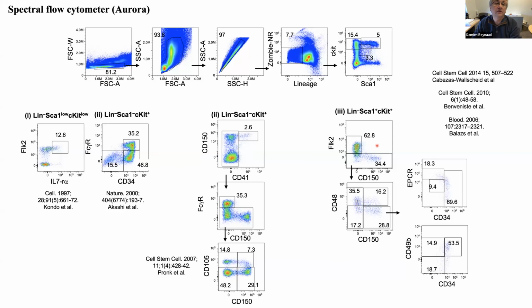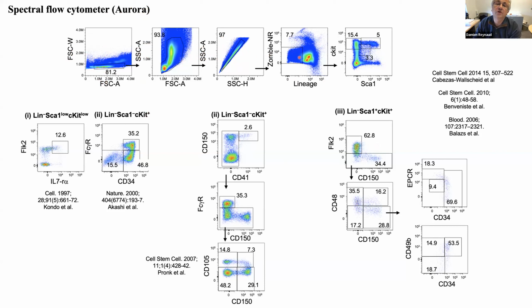So this is the staining that we obtain. I will go through that. This is on the Aurora machine by spectral flow. We use a combination of gating on the forward and side scatter to eliminate debris and to focus on single cells. After these different gatings, we arrive at the lineage live cells.